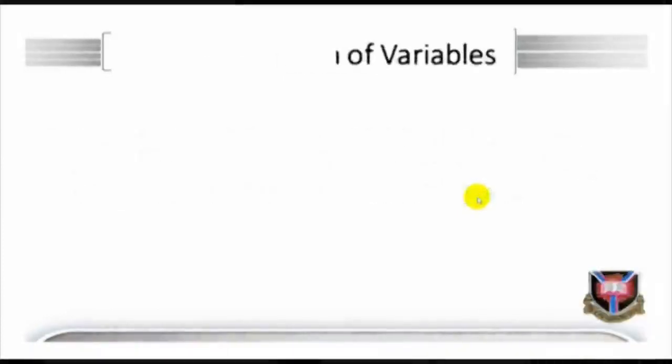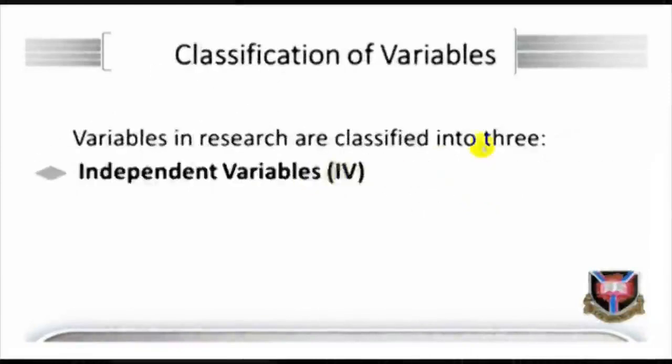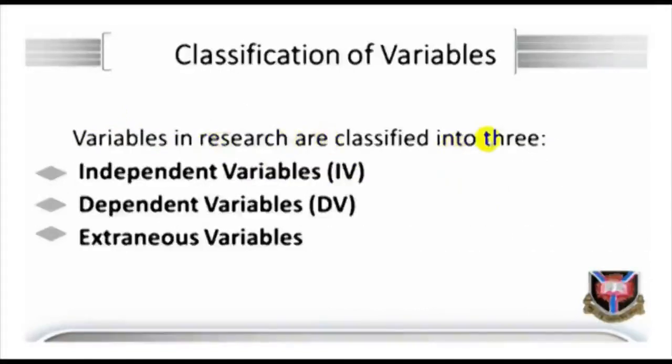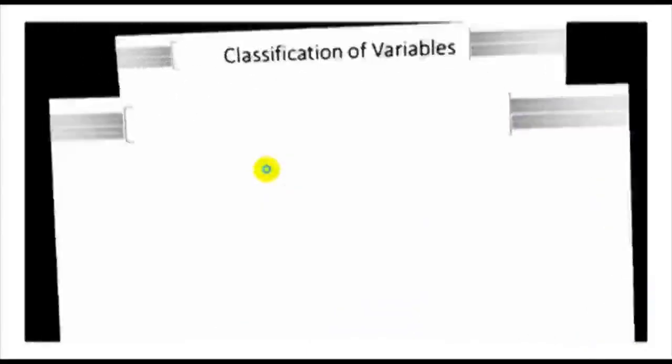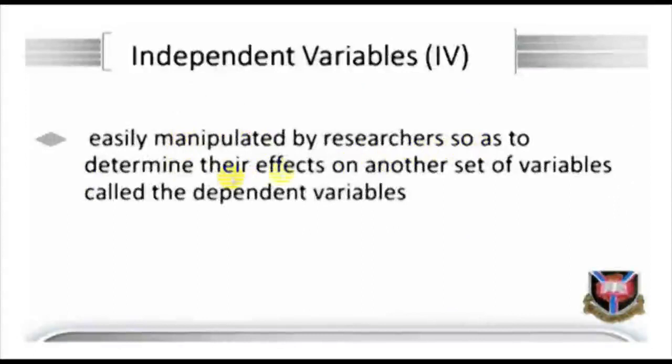Classification of variables. Variables in research are classified into three. 1. Independent variables, IV. Independent variables are those that are easily manipulated by researchers so as to determine their effects on another set of variables called the dependent variables. In fact, the independent variables are the variables of interest in a research.